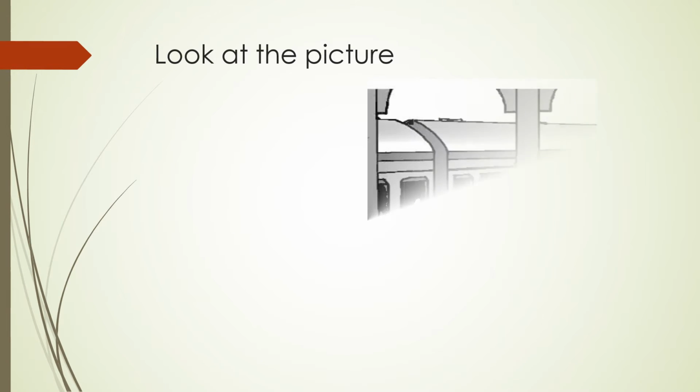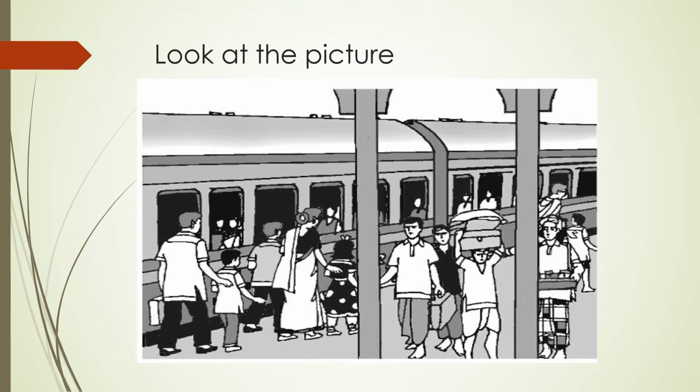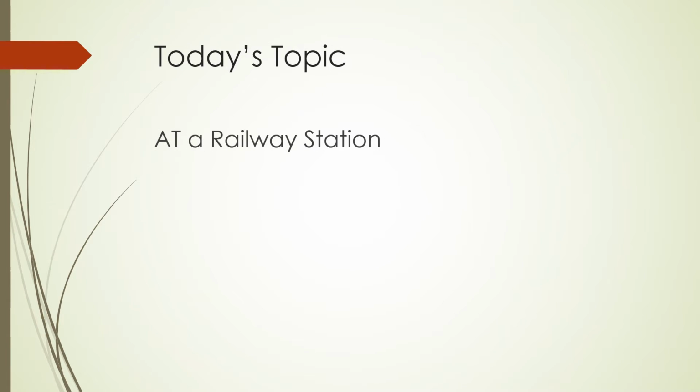First of all, look at the picture, dear students. What is this? What about this picture? We see here is a train. I think all of you know a train and must have journeyed by train. And this is a train station platform. So this is a railway station platform, we think so. So dear students, today's topic is At a Railway Station from your English for Today book, lesson 2.